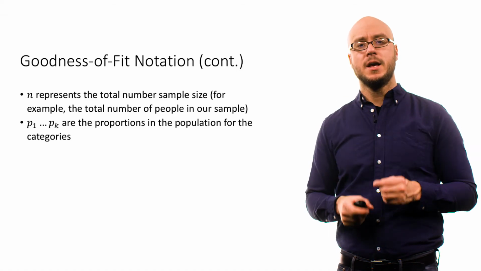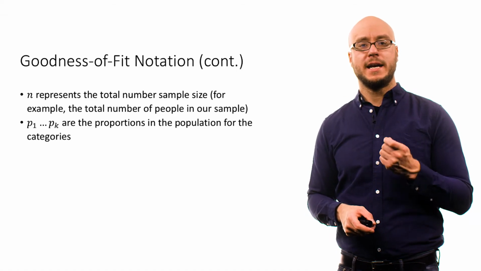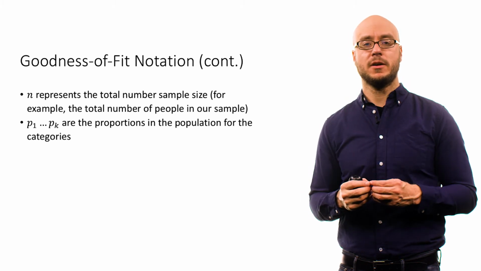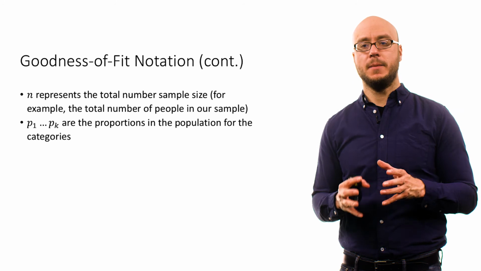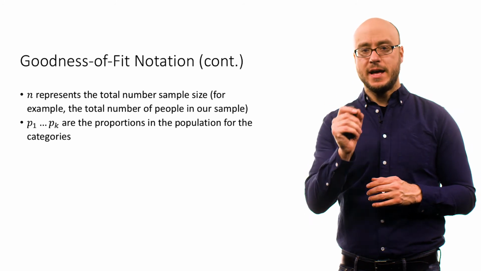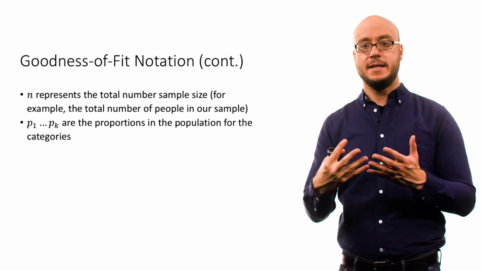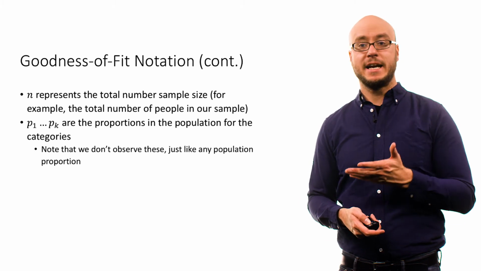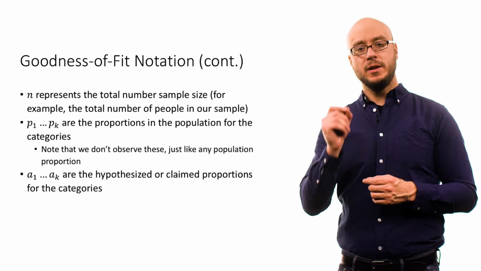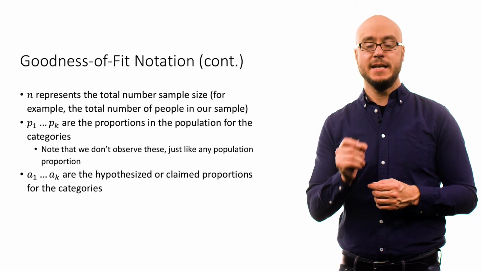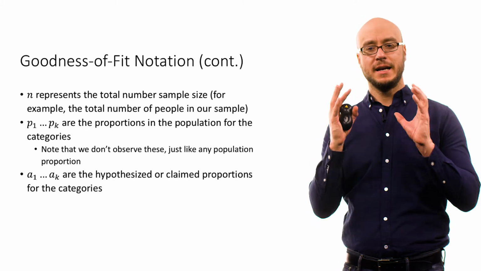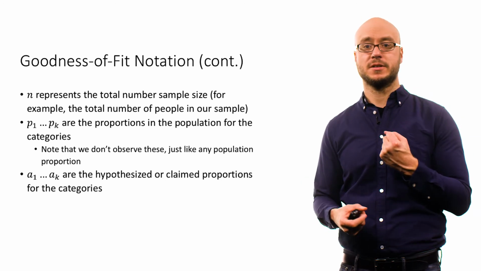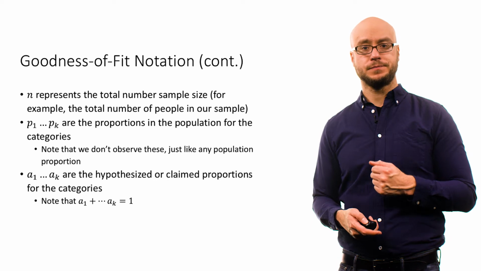So let's keep going. We like to refer to lowercase p indexed from 1 to k, where k is the number of categories. These are the proportions in the population for the categories. So these values of p are not observed. They're just like any population proportion. And then we like to use lowercase a, again indexed for each of the categories. These are the claimed or hypothesized proportions for the categories in the population. This is what the scholar is claiming these proportions are.